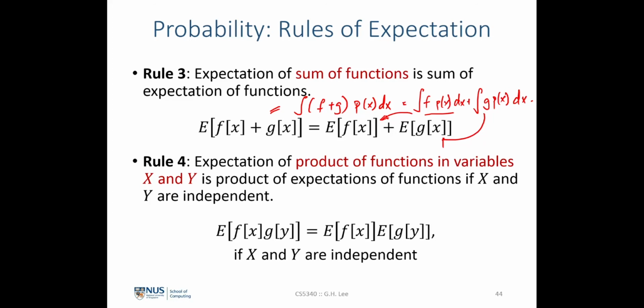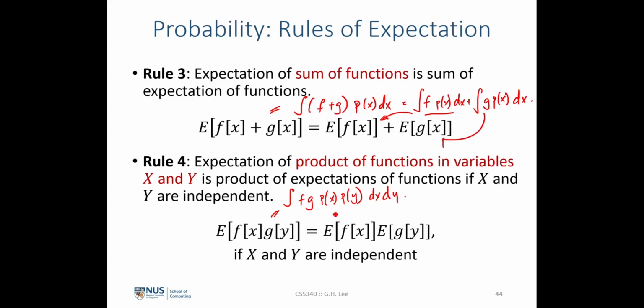And the final rule that we'll look at is that the expectation of the product of functions in variables x and y is the product of the expectations of the functions if x and y are independent. This means that if I were to multiply these two together and take the expectation, if x and y are independent, then it would be the multiplication of the expectations of the two. This is easily seen from here, where this is equal to f multiplied by g multiplied by p(x) multiplied by p(y) dx dy.